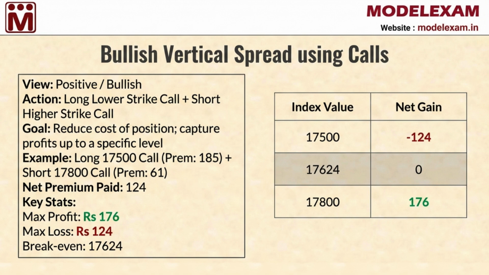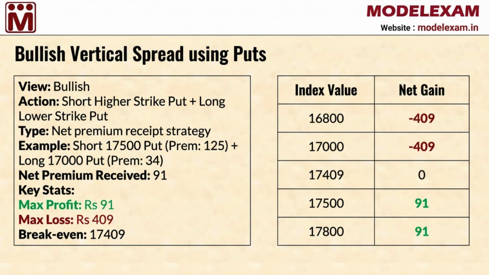In this case, your maximum profit is a profit of 176 and your maximum loss is a loss of 124. You reach your break-even point when the index is at 17,624. In a similar way, we can create a bullish vertical spread using put options. This is known as a net premium receipt strategy because you receive money upfront.